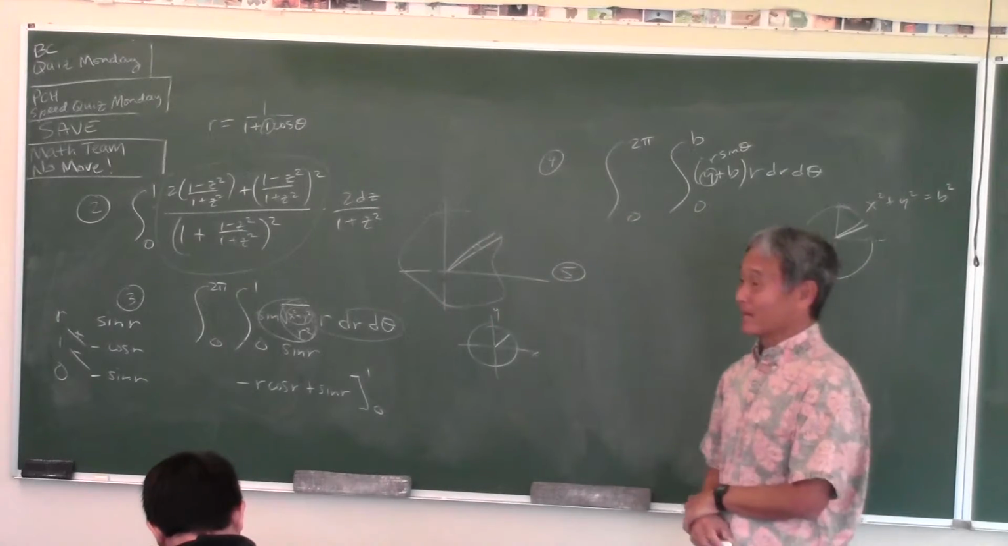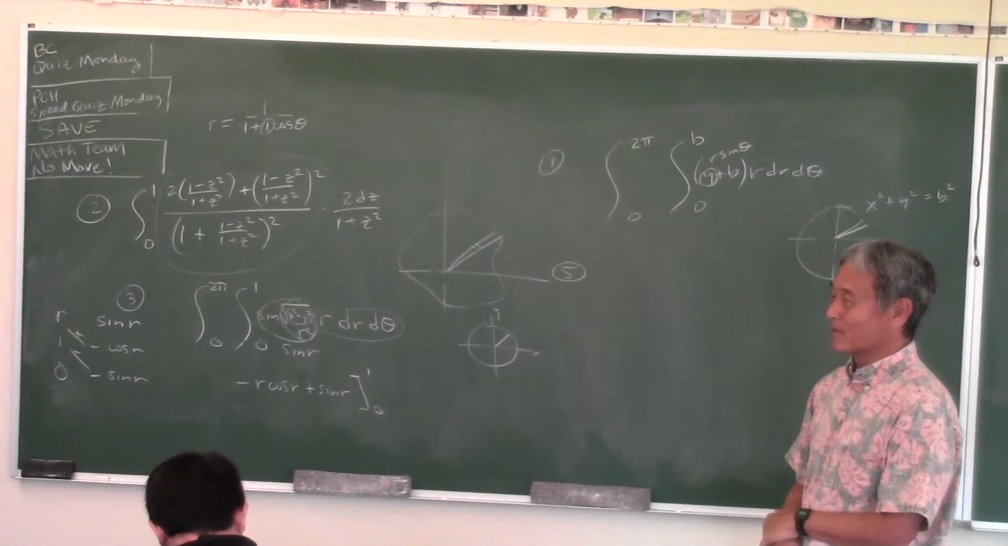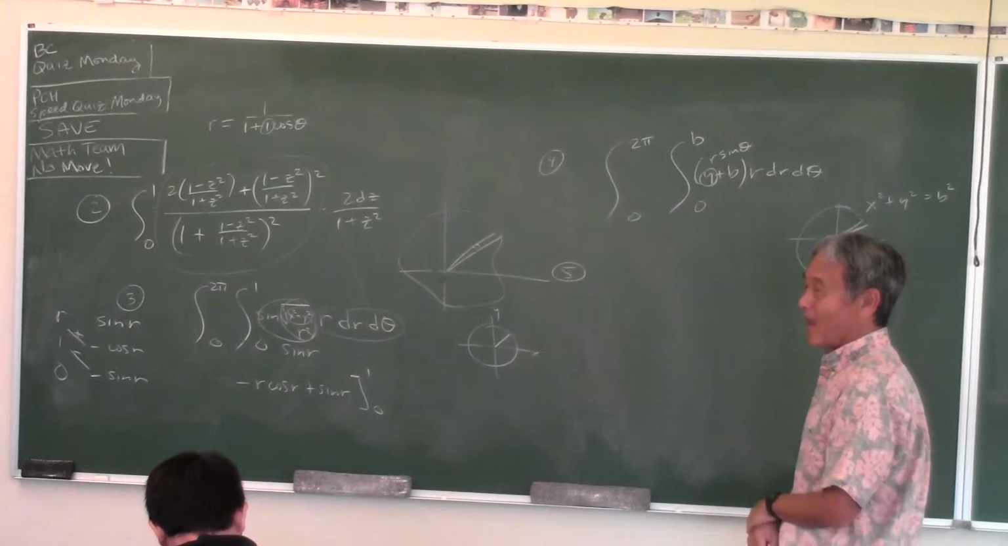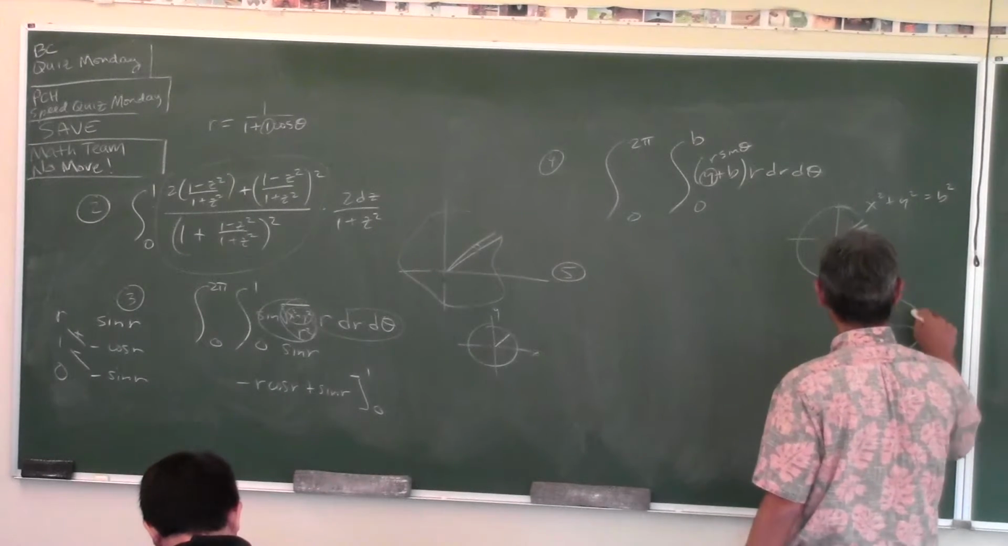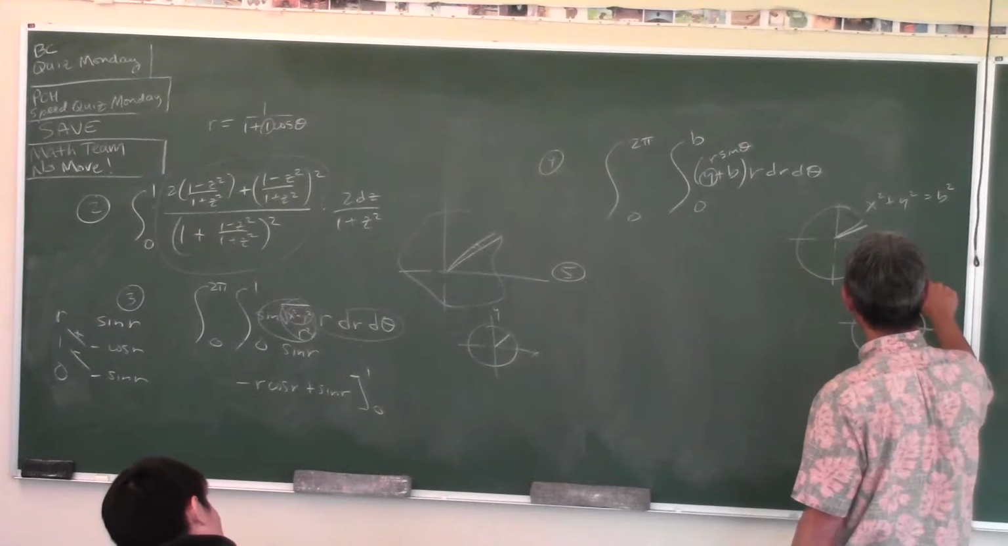Number 5, find the volume of the solid bounded below by the xy plane, above by the sphere, and on the sides by the cylinder. So that's x squared plus y squared equals 1, right? Come on, that's easy.